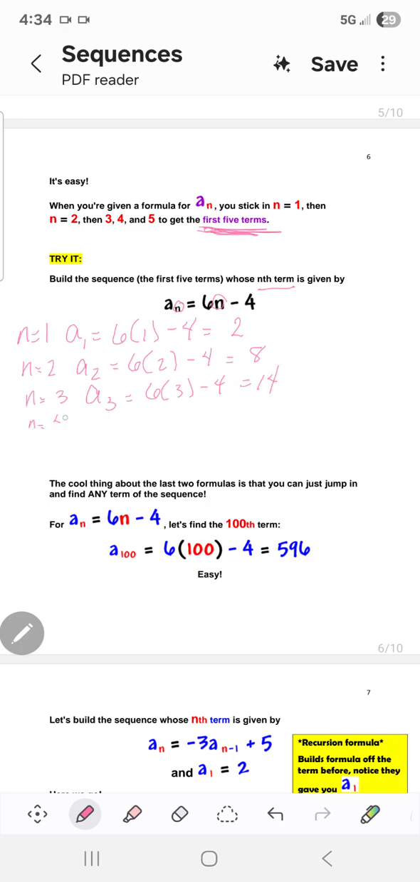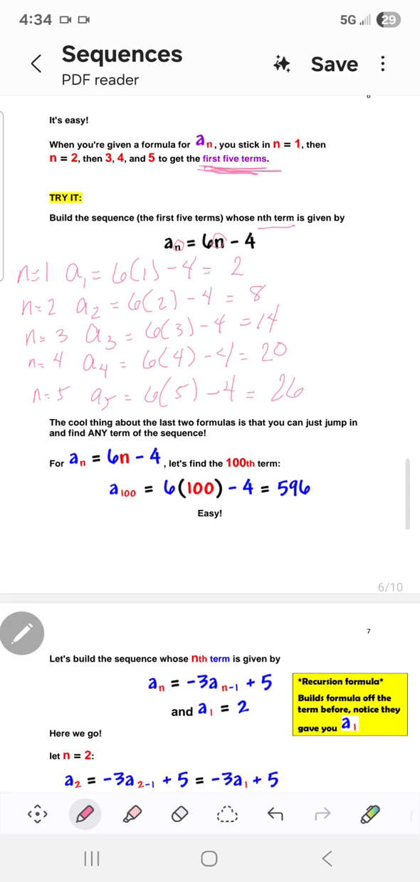Now I want the fourth term. So it's real nice and easy. It's just basically plug and chug. You're just plugging these things in. Now I want the 5th term. And as long as you know how the formula works and where to plug the number in, just plug them in for the n's, you're good to go.